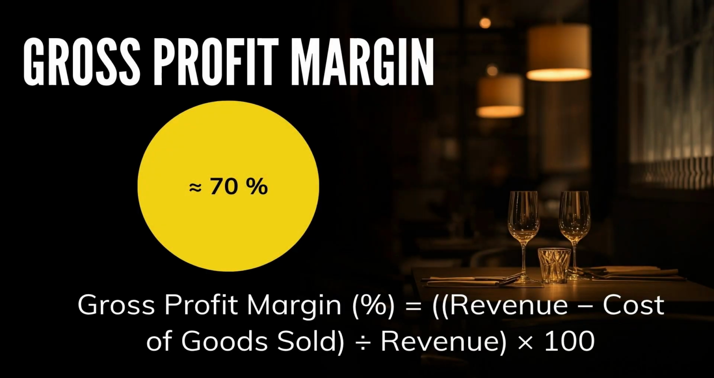Gross profit margin measures how much money remains after paying for food ingredients. A healthy restaurant generally targets around 70%. A low gross profit margin may indicate expensive ingredients, poor menu pricing, or excessive waste. A very high gross profit margin can be positive, but it may also indicate that pricing is becoming disconnected from customer expectations.